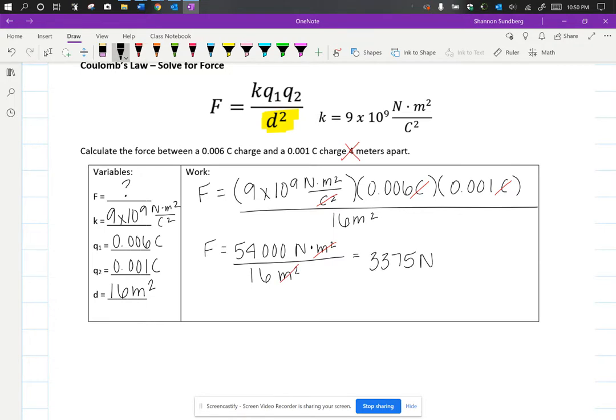3,375 newtons. And that makes sense because if you look, it's the only unit that you're left with. It's an easy way to make sure that you're on the right track, because newtons are the unit for force.